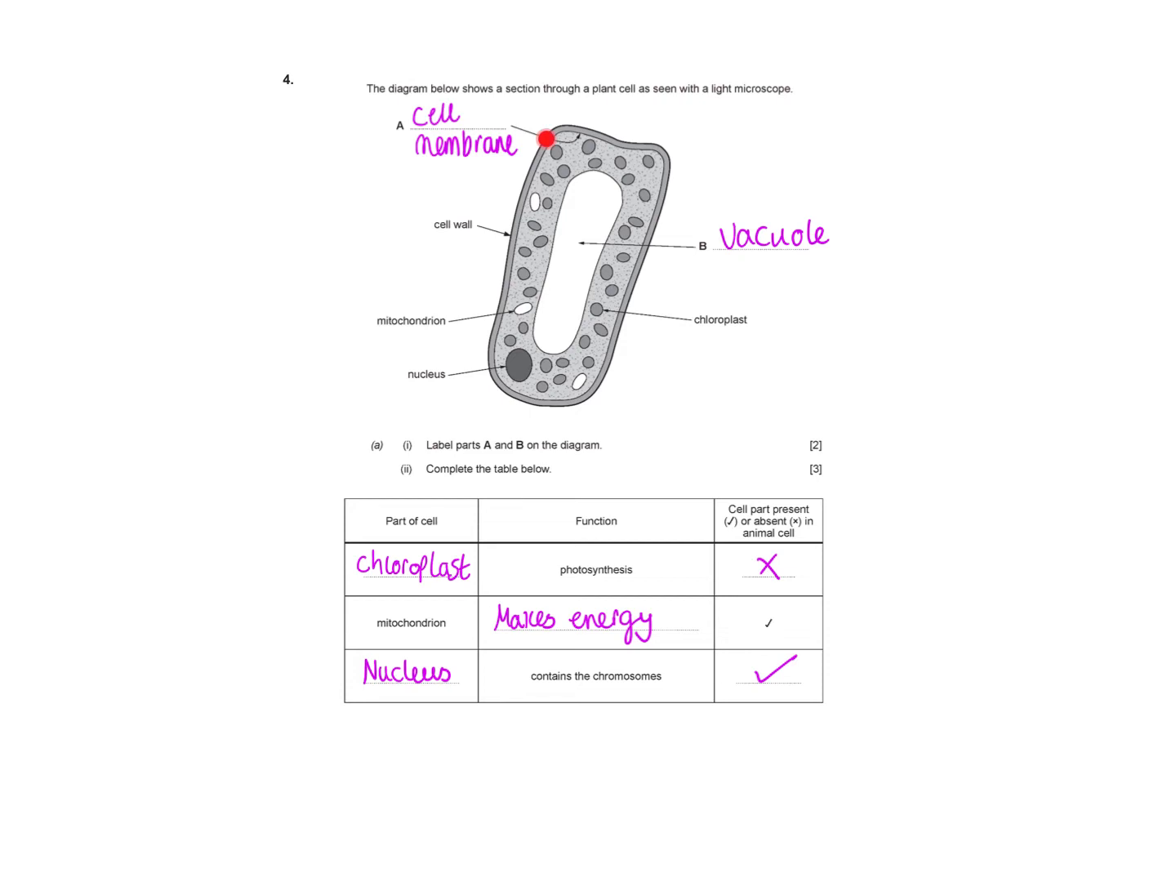Question number 3 then, another labelling of a cell. They've labelled the cell wall, look, it's the outside one, then your cell membrane is the inner one, okay? This bit in the middle is the vacuole. You can see the same kind of questions come up all the time. Chloroplasts are the site of photosynthesis. They are not present in an animal cell. Mitochondria make energy. They are present in both types of cells. Nucleus contains the chromosomes. Chromosomes, DNA. So be careful you don't fall down on that word. Yes, it's present in an animal cell.